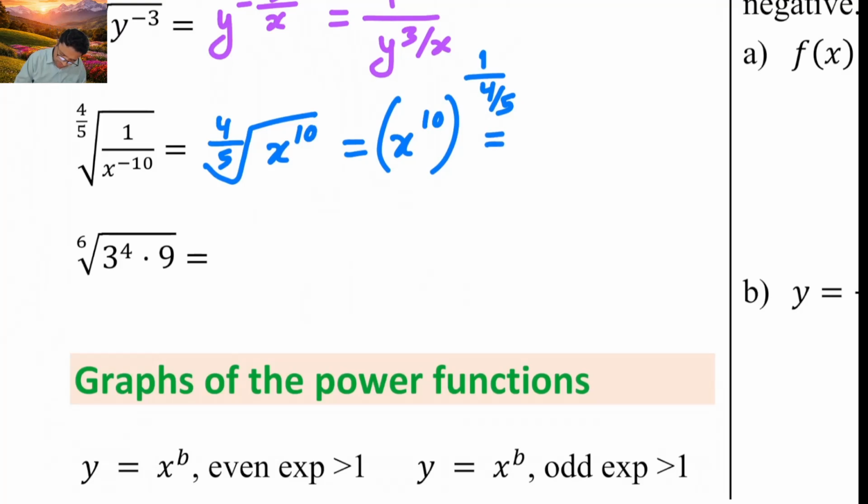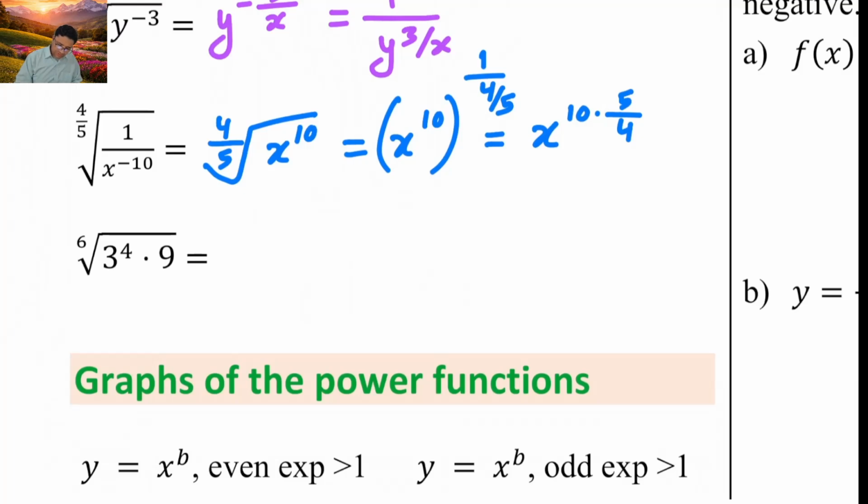Now you try to simplify it. X to the 10. Now you can multiply that, right? It's going to be 10 times whatever the other exponent is. And that I'm going to write as 5 over 4 after flipping it. Okay, 1 over 4 over 5 becomes 5 over 4.